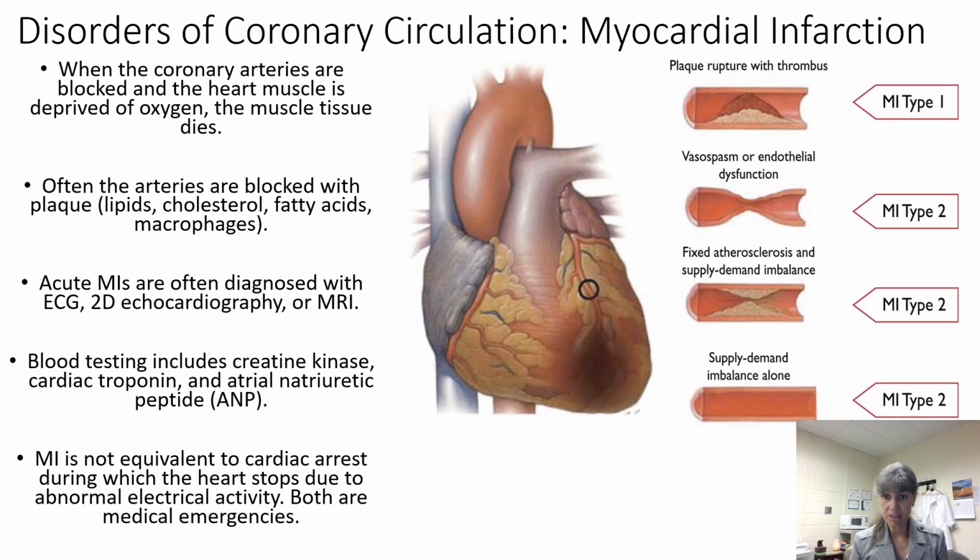When coronary arteries become blocked due to an accumulation of plaque or vasospasm, then that can lead to what's known as a myocardial infarction. The term infarction simply refers to tissue death. Bone can have infarction. There's bone infarcts. But for myocardial infarction, usually those are diagnosed either with an MRI or EKG or echocardiograph. They can also do blood tests like creatine kinase, cardiac troponin, or atrial natriuretic peptide.